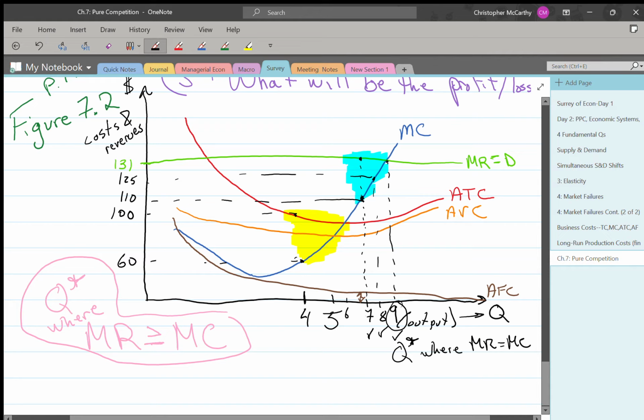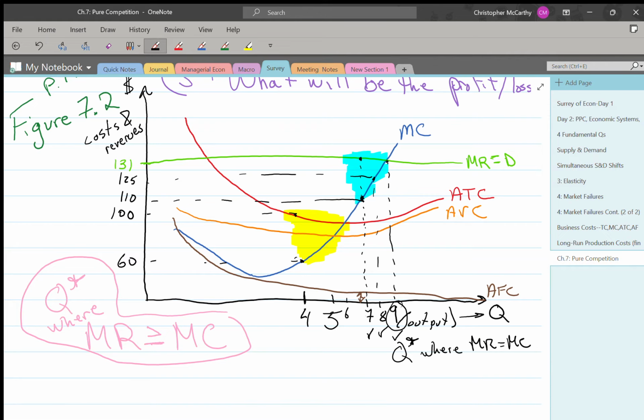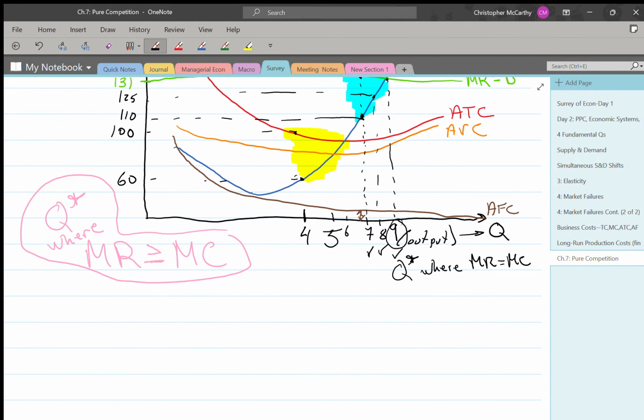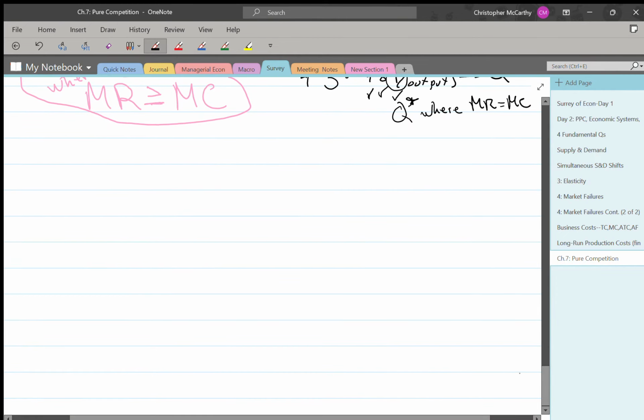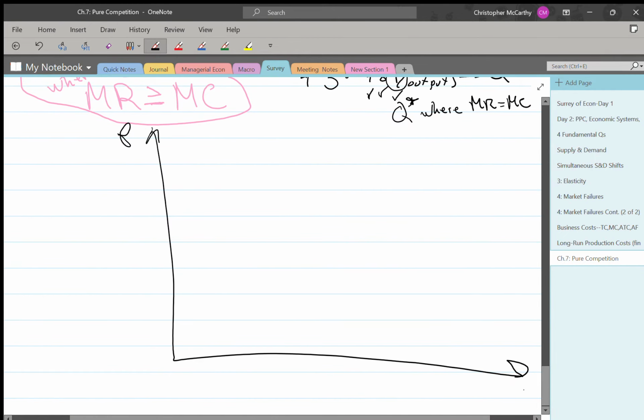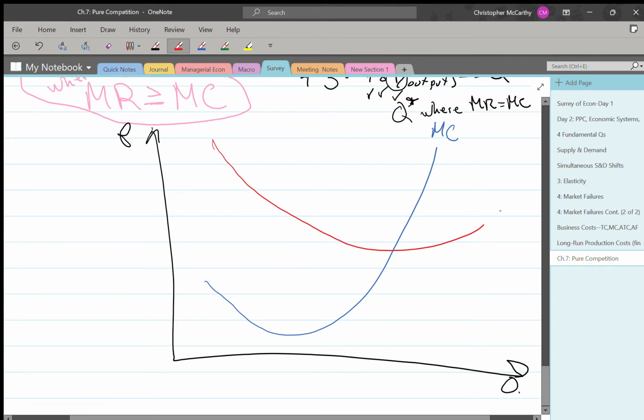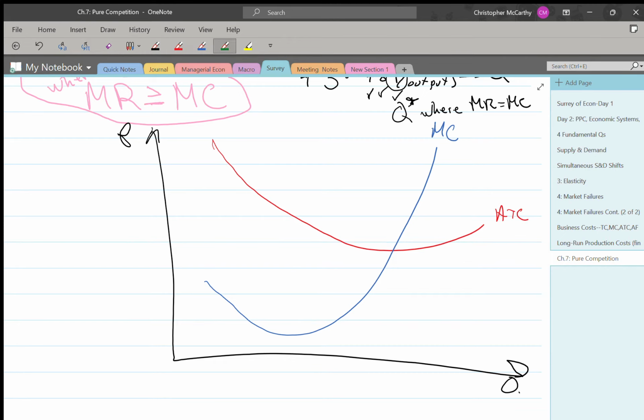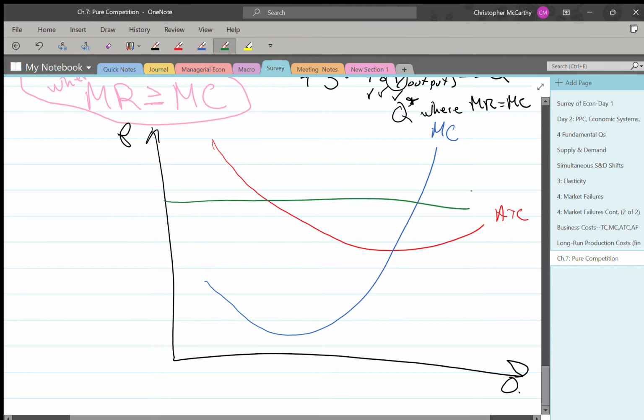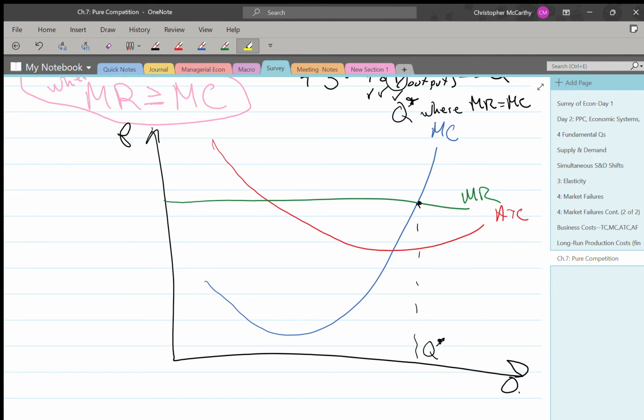Now let's go ahead and I'm just going to real quick redraw this so we can draw the profit square. So see how fast I can do it. All right, so now our profit square.